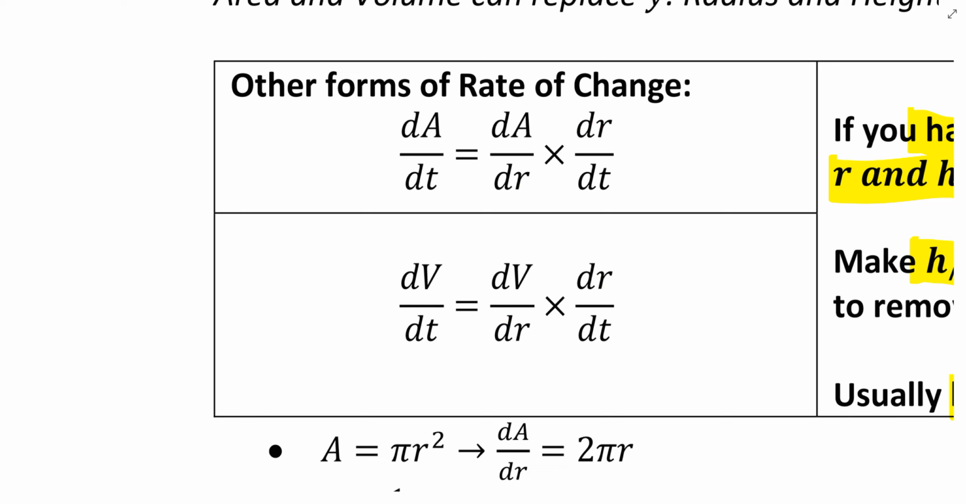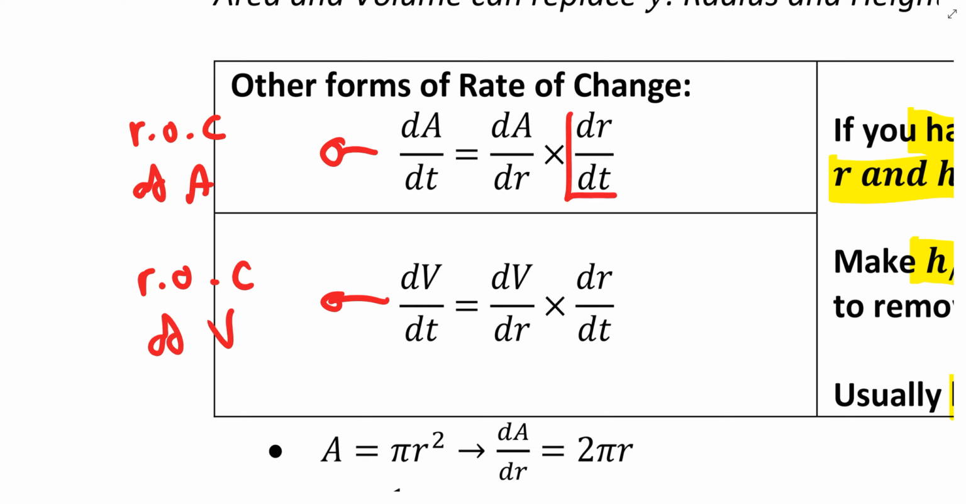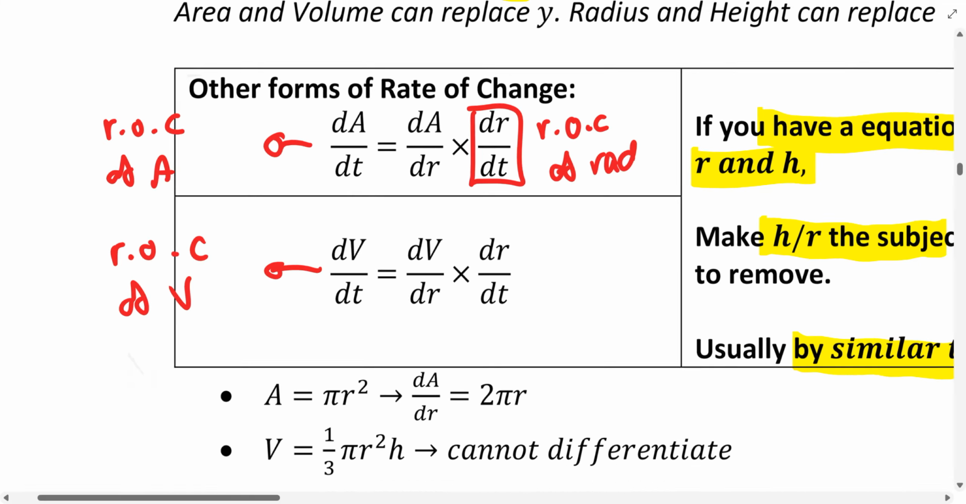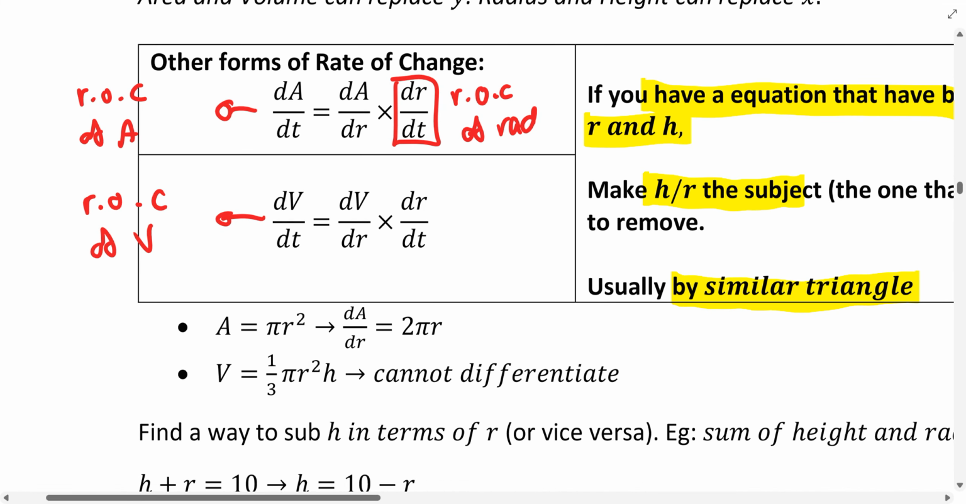dA/dt also means this is the rate of change of area. This is the rate of change of volume. dr/dt, rate of change of the radius. Or dh/dt, rate of change of height. Now, when you have an equation A equals pi r square, when we differentiate, it will become dA/dr. The A is the y, the r is the x. Differentiate the r, power bring down. That's why it became 2 pi r.